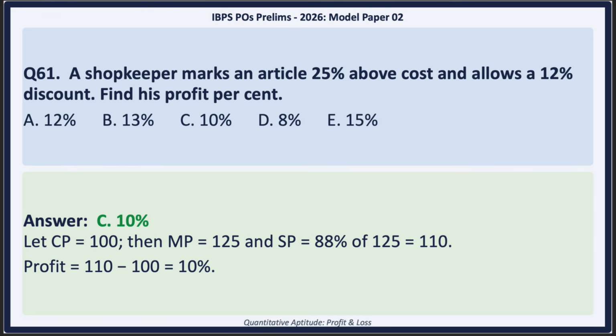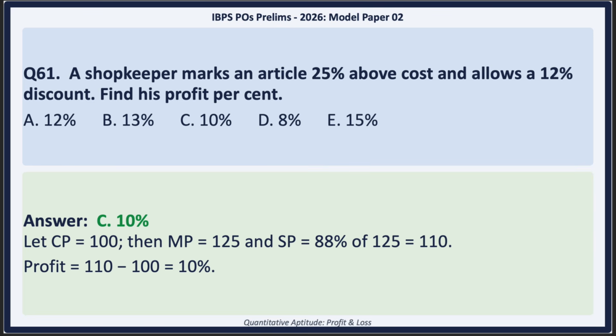The strategy here is never use algebra if you don't have to. Pick a clean, friendly baseline number. Right. Let's assume the item costs the shopkeeper exactly $100. He marks it up 25%, so the price tag says $125. Then he offers a 12% discount on that new price.